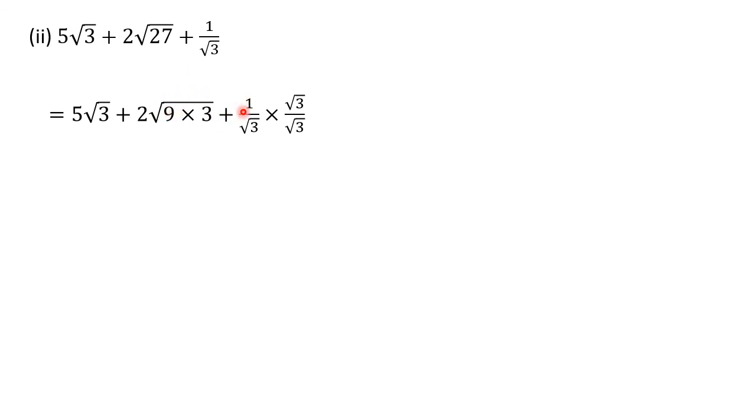And plus 1 upon root 3, it is multiplied and divided by root 3 because we want to rationalize the denominator. Okay. So here this 5 root 3 will remain as it is, and this 9 will come out as 3. So we can write it as 2 into 3 root 3 plus here 1 into root 3 is root 3, and in the denominator root 3 into root 3 is 3.